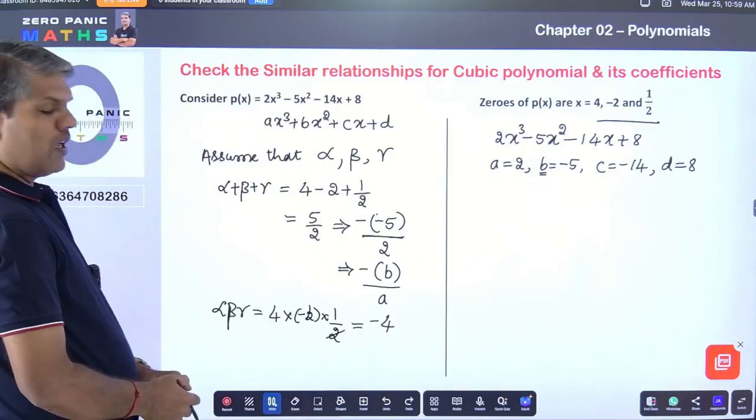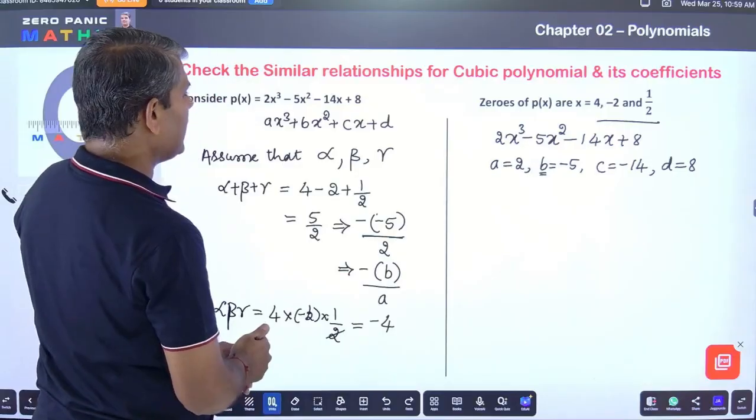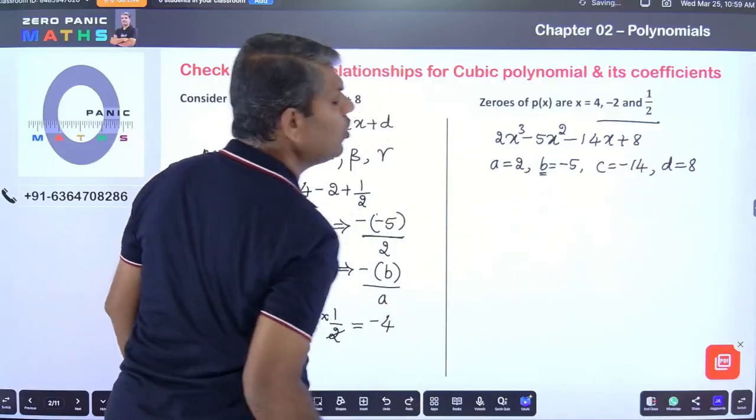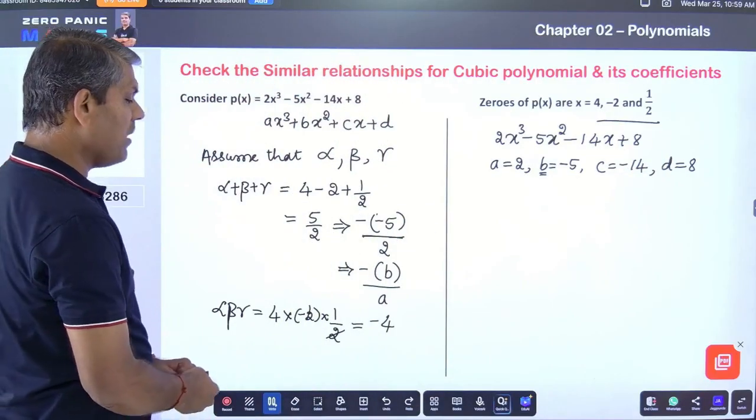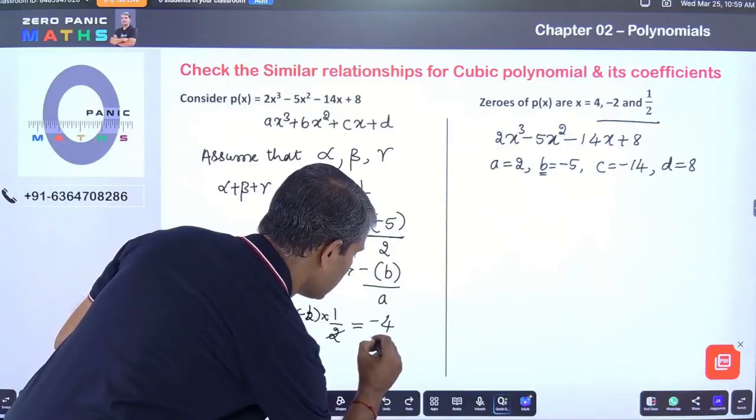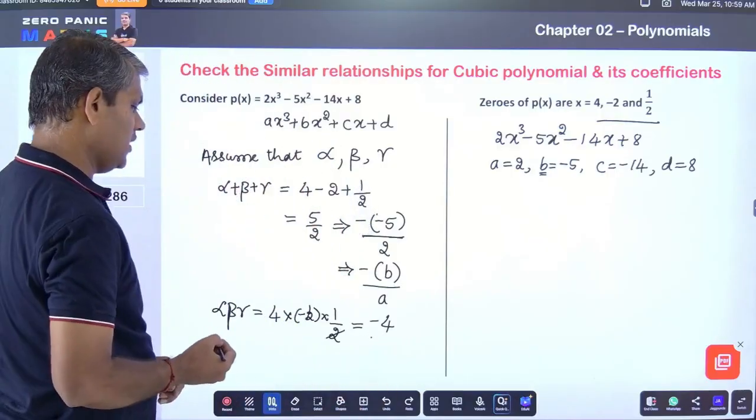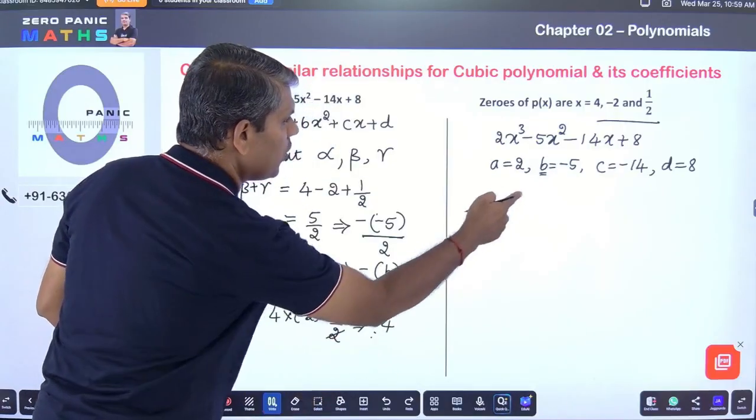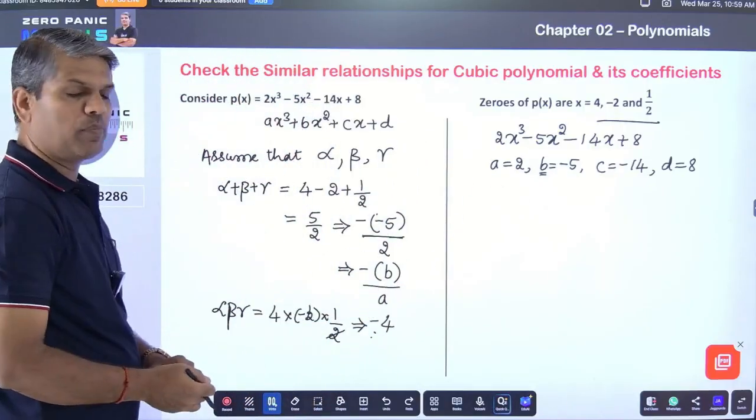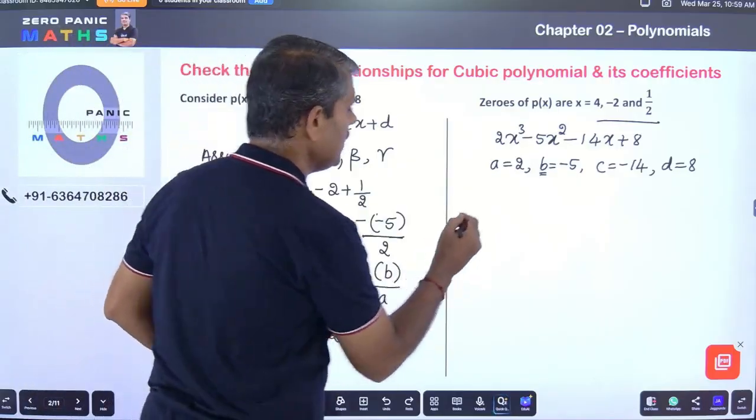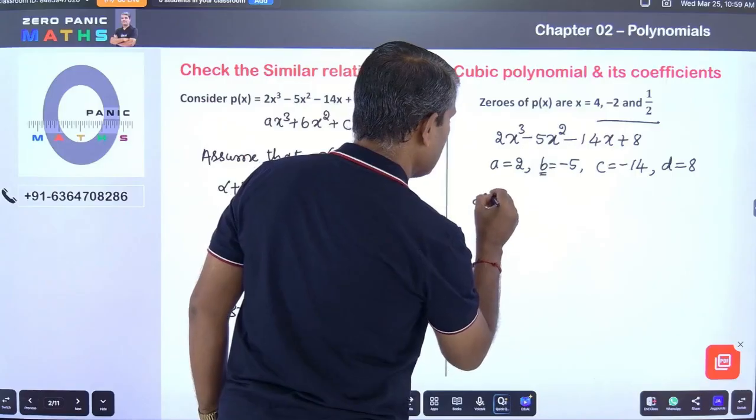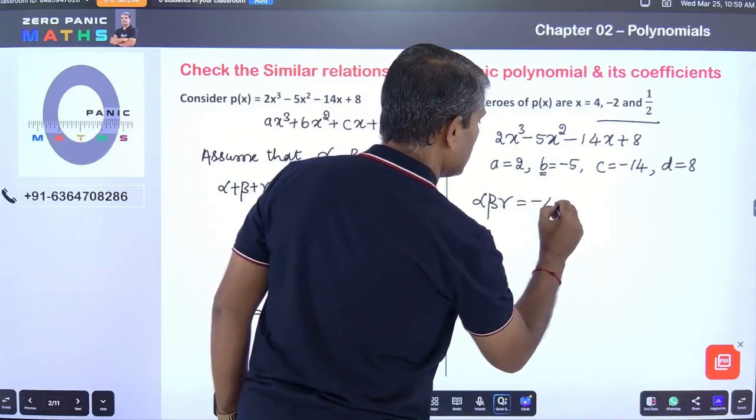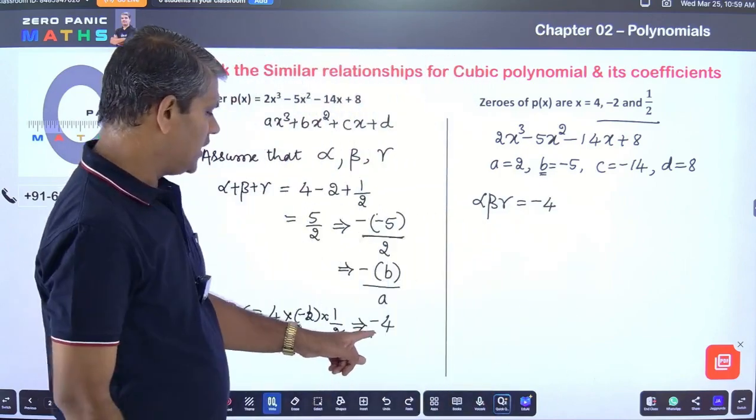Correct? Okay. Minus 4, I can say, I need to just equate that to minus d by a. Let me continue considering minus 4 here and continue that product there. There's no space here. So alpha beta gamma, the value I got, is minus 4.